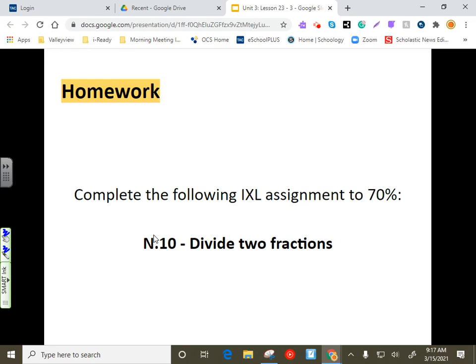Your homework is going to be N10. You're going to be dividing 2 fractions. So we've done dividing a fraction by a whole number. We've done a whole number divided by a fraction. And the last, what you'll see is dividing 2 fractions. So what you'll do is, of course, keep the first fraction, change your division to multiplication, and flip the second fraction, which is going to be your divisor. So stick with the same rules and you should do just fine. You only have to go to 70%.